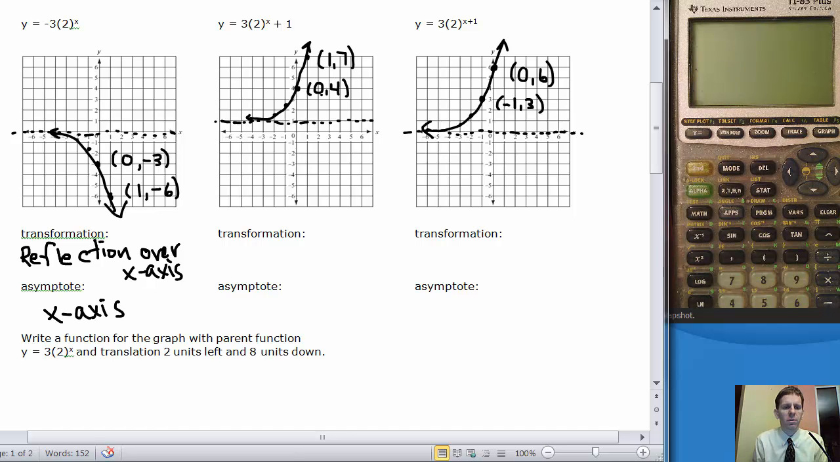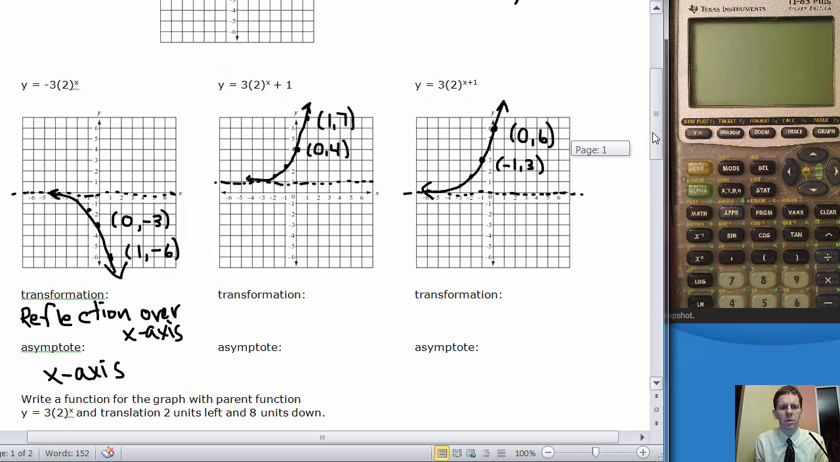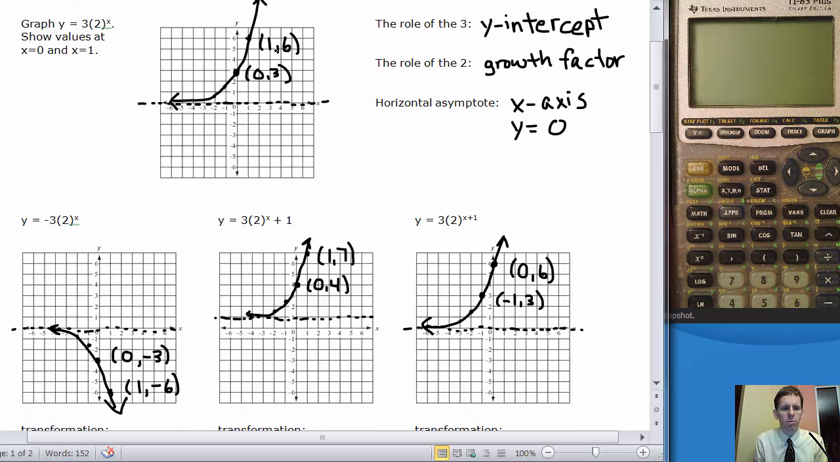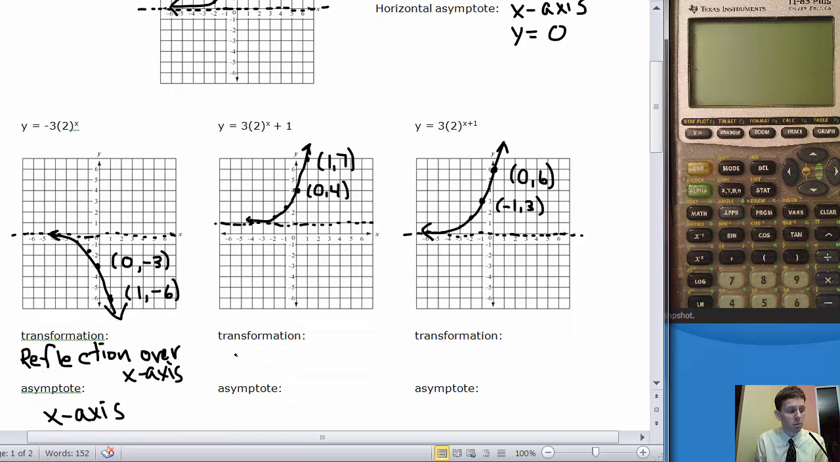For the second graph, this graph goes through points (0, 4) and (1, 7). Compared to the original graph, which went through (0, 3) and (1, 6), the y-coordinate has moved up 1 unit. In fact, this entire graph has moved up 1 unit, and that's the transformation that's taken place here. Up 1. This is called a translation. The asymptote has also been moved up 1 space. This graph gets closer and closer to this horizontal line, which is at y equals 1.